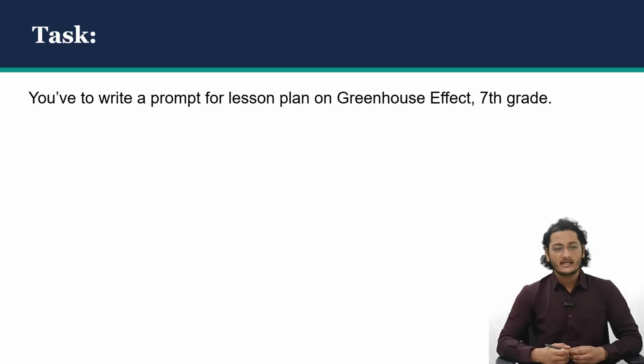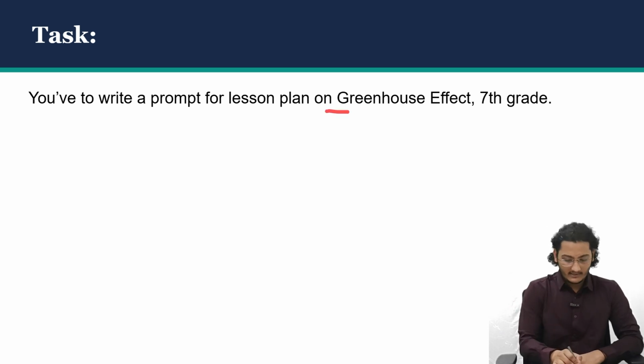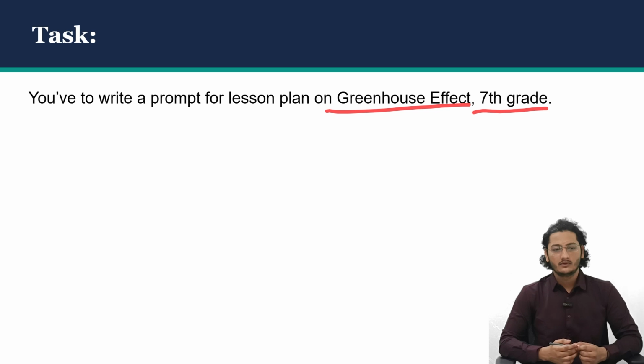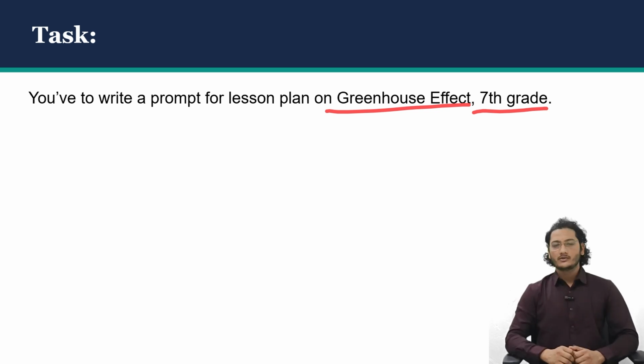So this is your first task. You have to write a prompt to generate a lesson plan on this topic: greenhouse effect, 7th grade. What do you think? So now you might have written your own prompt. अब देखते हैं how a prompt should look like.